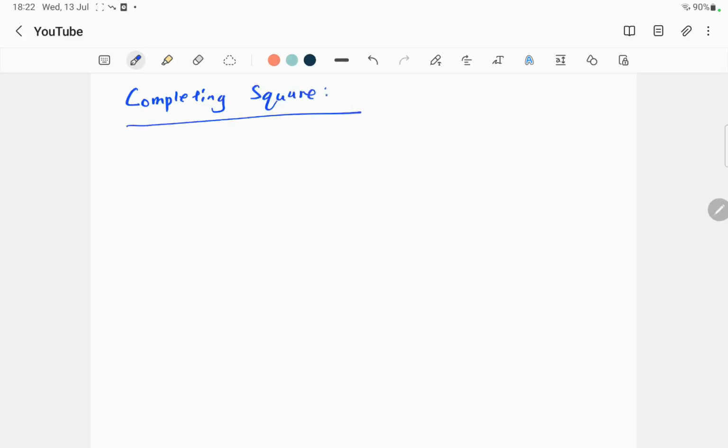Welcome to Math class. Today we are going to discuss how to do completing the square. So we are going to discuss how to carry out the completing the square for a quadratic equation.